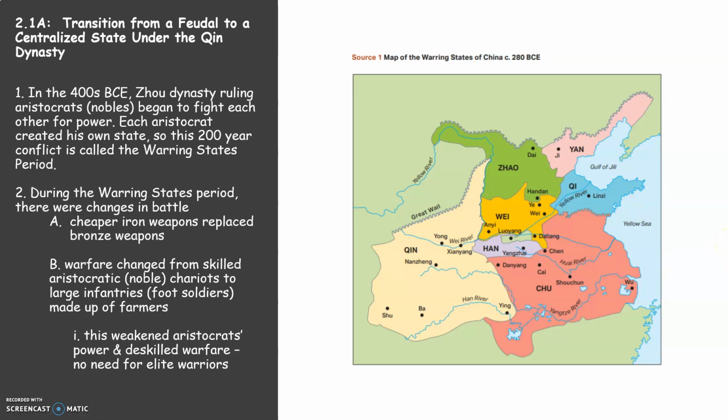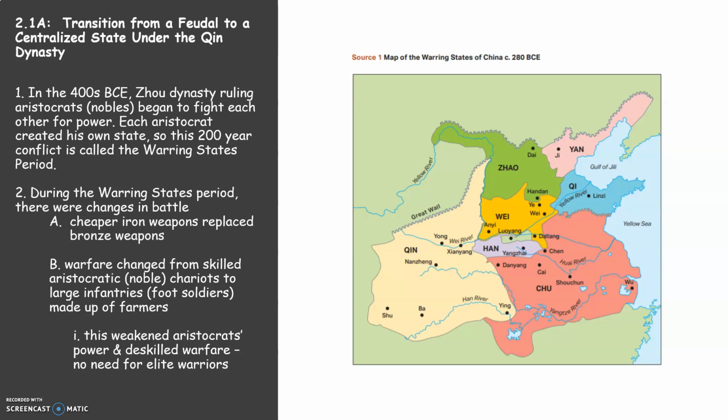In the 400s BCE, the Zhou dynasty's ruling aristocrats or nobles began to fight each other for power, and each aristocrat created his own state. This 200-year conflict is called the Warring States period. Each of these were their own little state, sort of like the Articles of Confederation, and they were fighting with each other. During the Warring States period, there were changes in how the military did battle.